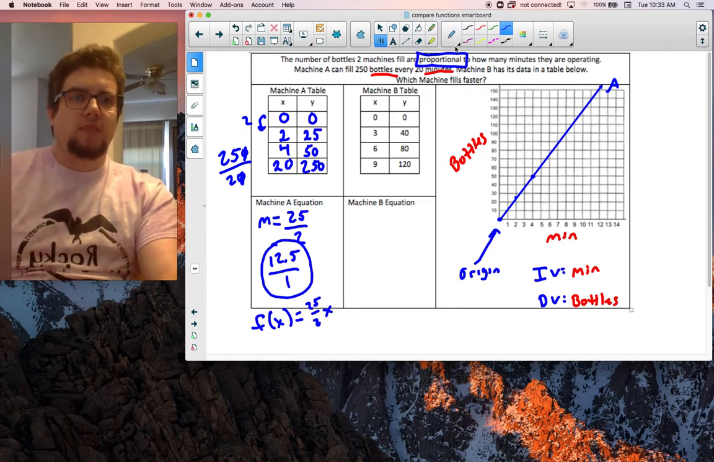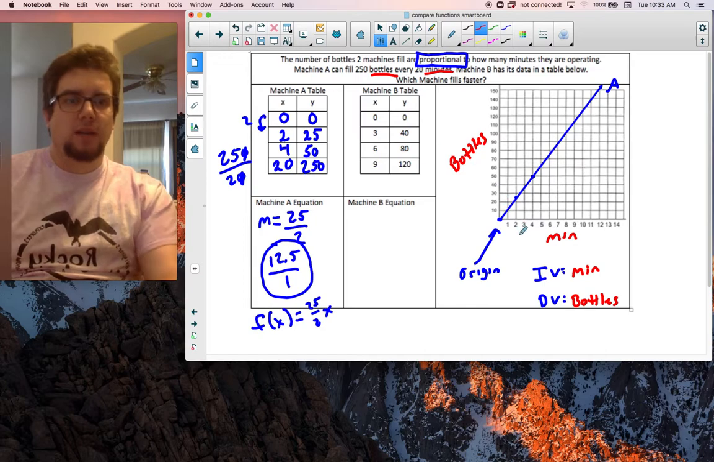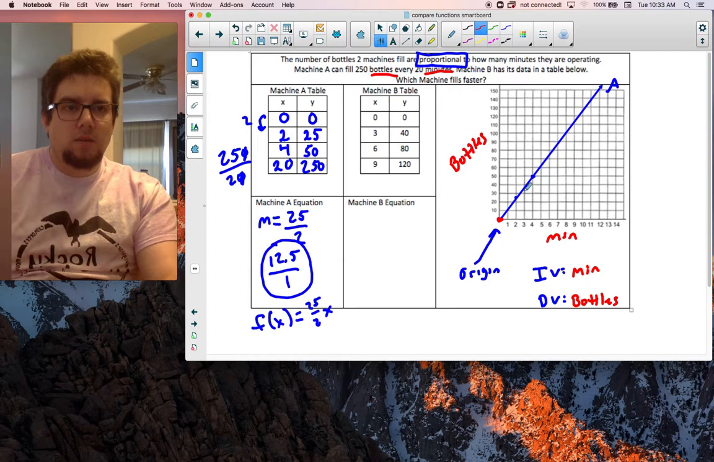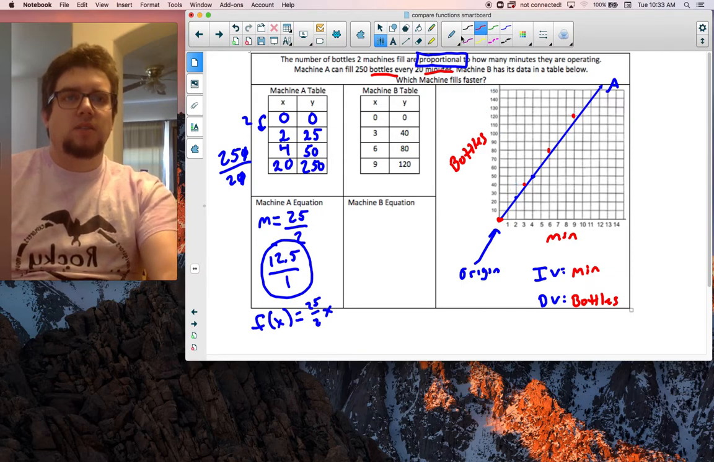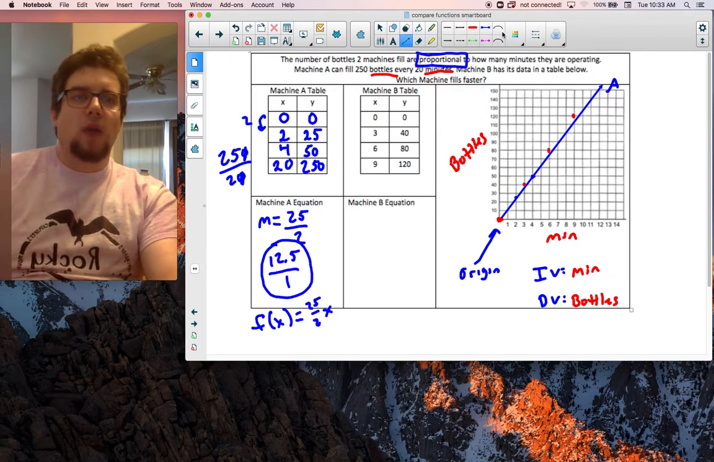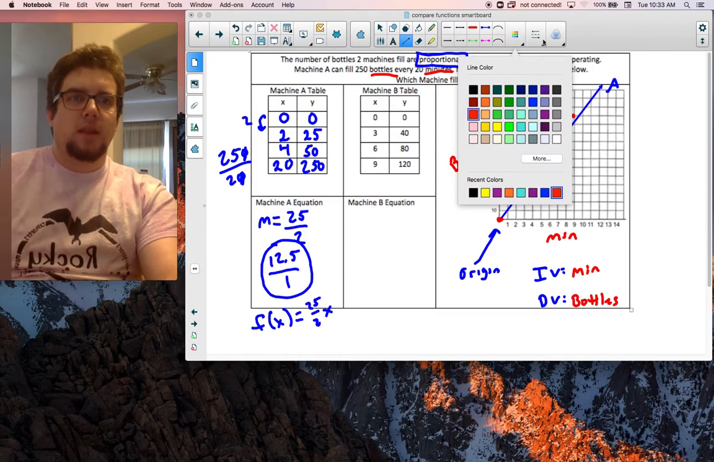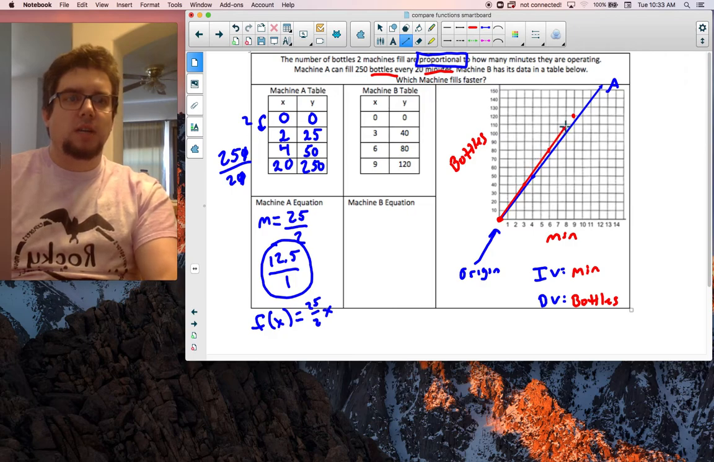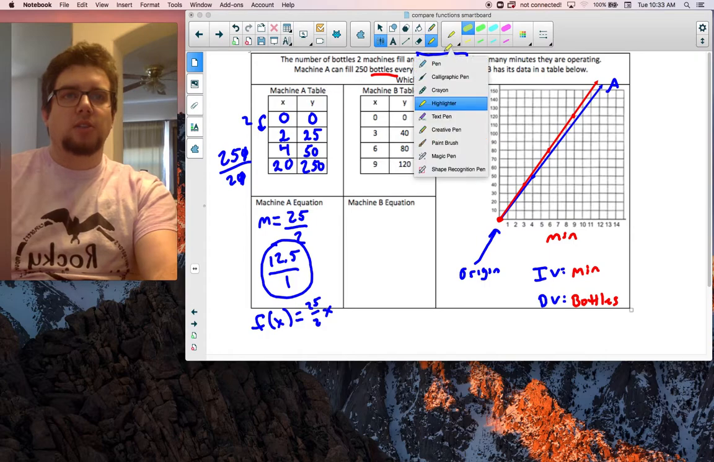Machine B, we already have the points, so let's plot it. I'm going to plot it in red. 0, 0, makes sense. Haven't turned on the machine. 340. Then 680. 9, 120. So it's very slight, but we can see in the graphical picture that machine B is the better machine. Ever so slightly though, not by much.